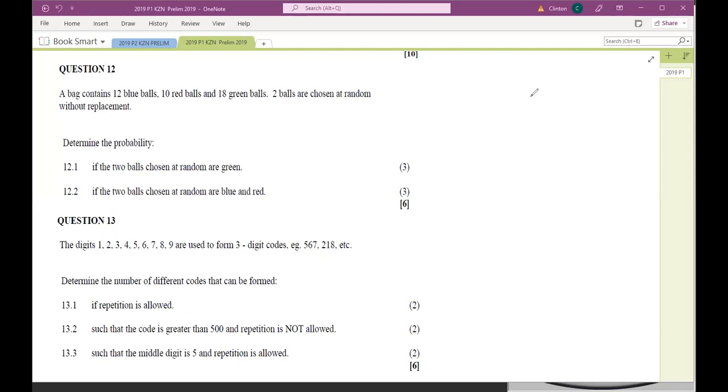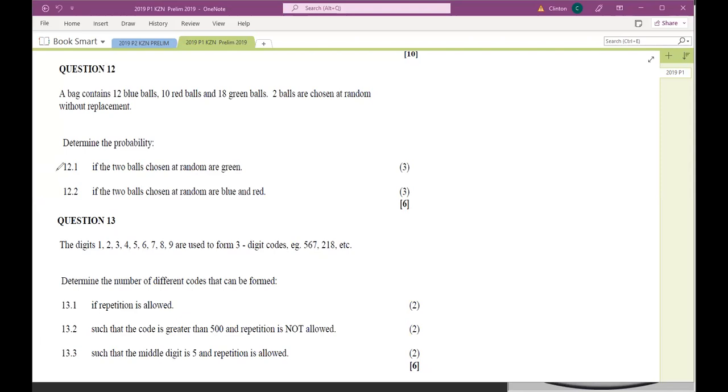Today we're going to be looking at this question on probability taken from 2019 Paper 1 KwaZulu-Natal Preliminary Examination. Okay, without wasting any time, let's get straight to it.